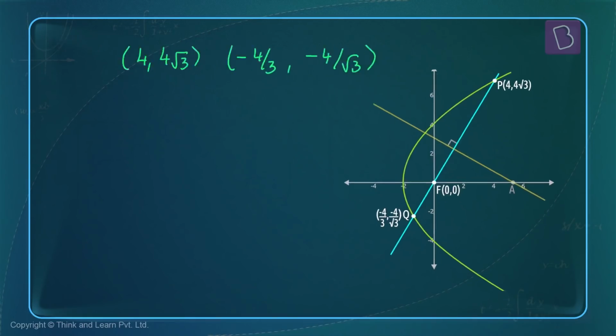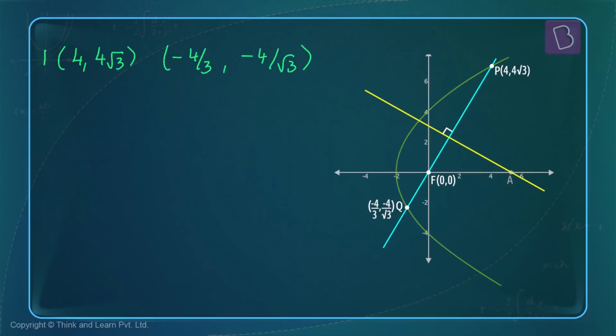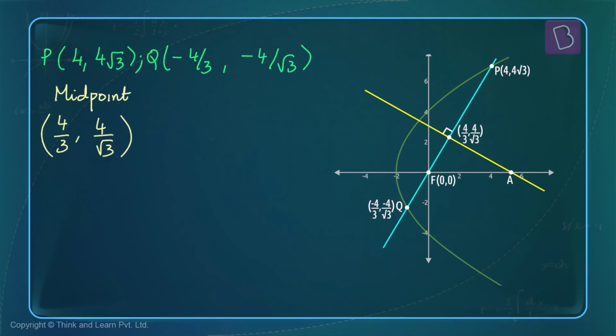Next piece of information. So the perpendicular bisector of PQ, so if this is P and if this is Q, then the perpendicular bisector of PQ passes through a point A. So the perpendicular bisector is going to pass through the midpoint of PQ. So let's find out the midpoint of PQ. The midpoint of PQ is going to be nothing but (4 by 3, 4 divided by root 3). We're just going to use the midpoint formula. So this is going to be the midpoint of PQ.